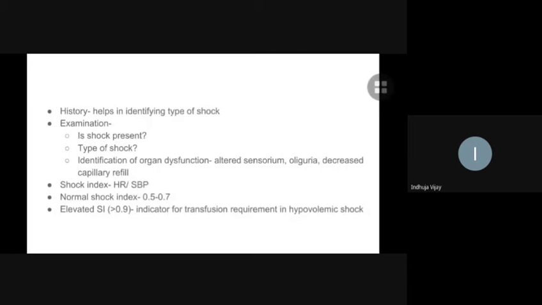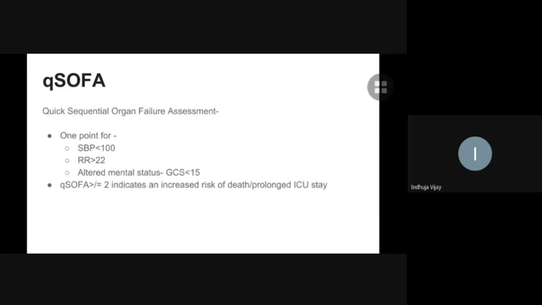We can also calculate the shock index with the help of heart rate and BP. Normal shock index is 0.5 to 0.7. If it's elevated more than 0.9, it is an indicator for transfusion requirement. Next, after vitals, examination specifically for the cardiovascular system, we can look at the JVP. If JVP is elevated, it indicates right heart failure. Elevated JVP and pedal edema all indicate right heart failure.